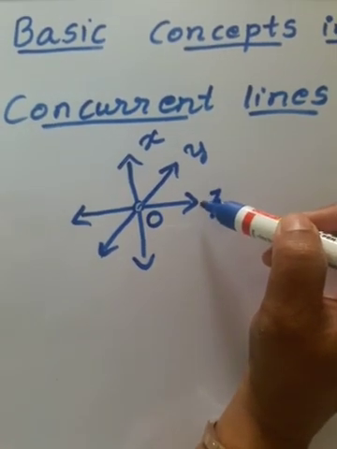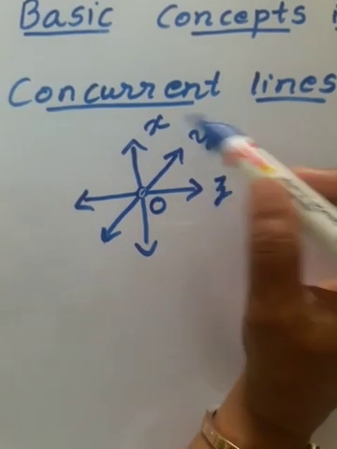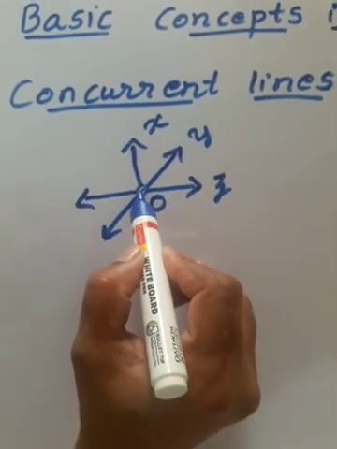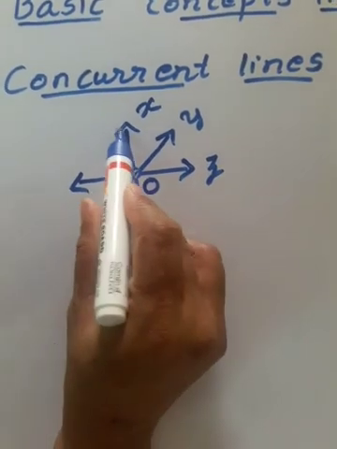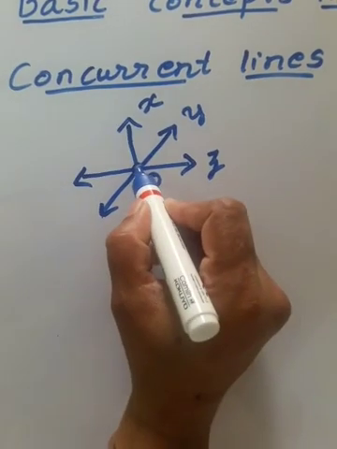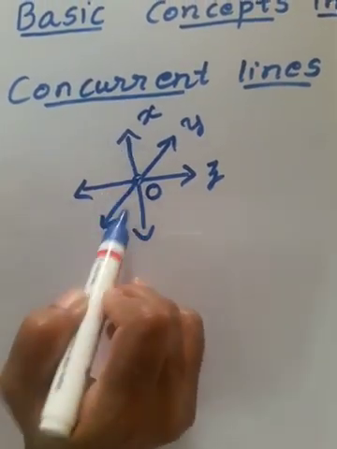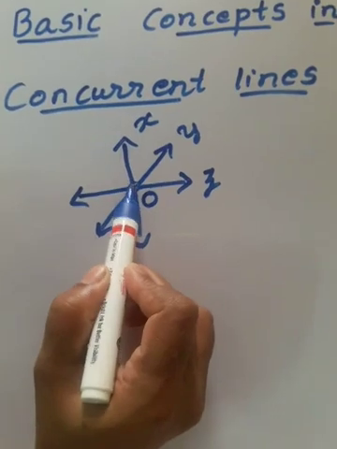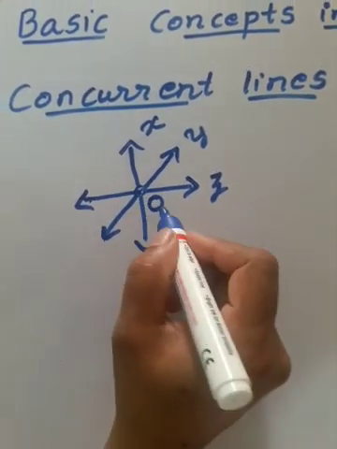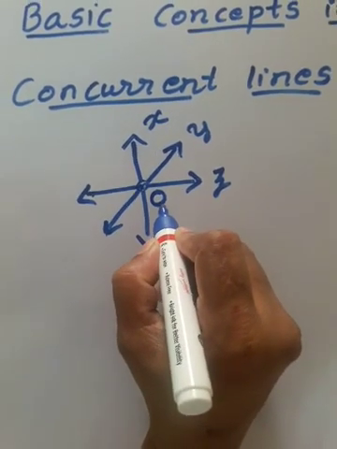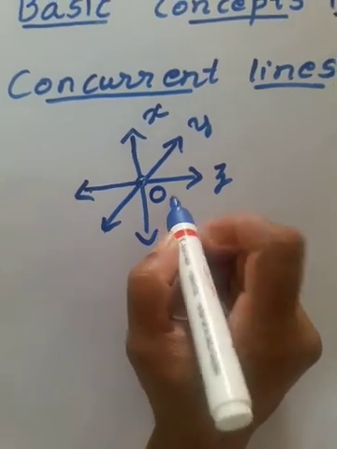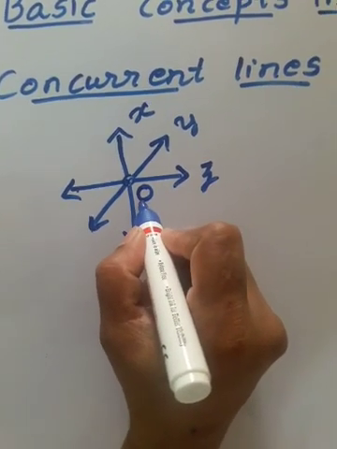Why are they called concurrent lines? Because here 3 lines pass through the same point. That is why they are called concurrent lines. The common point through which the lines pass is called the point of concurrence. So in this figure, which is the point of concurrence? Point O is the point of concurrence.